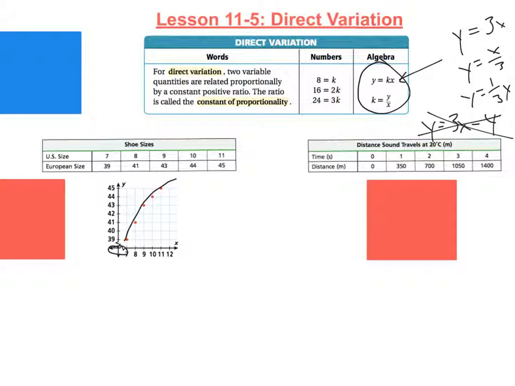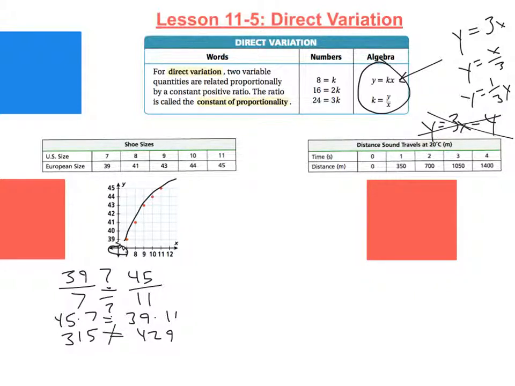But the other thing we can do to test this is to look at the ratio. So let's say I take 39 to 7. If you wear a size 39 European, that's the same thing as wearing size 7 in US. Well, if I wear a size 45, then I wear a size 11. So the question is, are those proportionally related? Well, check the cross products. 45 times 7 is 315. And 39 times 11, and we're seeing if this is equal, 39 times 11 is 429. So right away, no, the sizes are not proportionally related because not all the ratios of the sizes are equal.